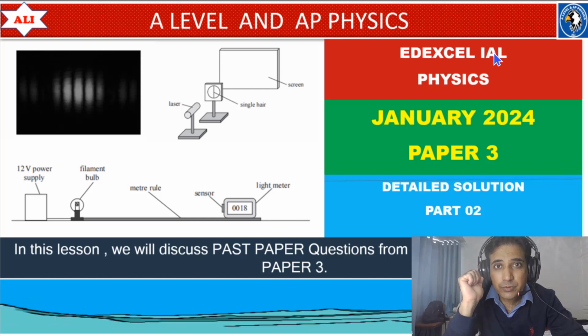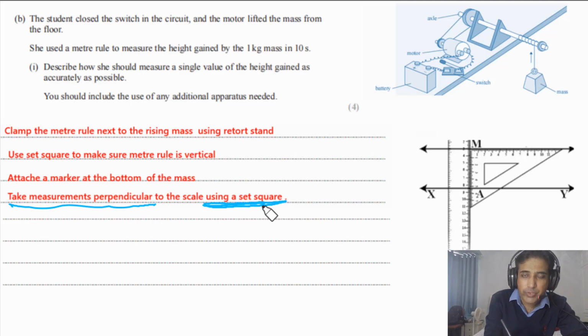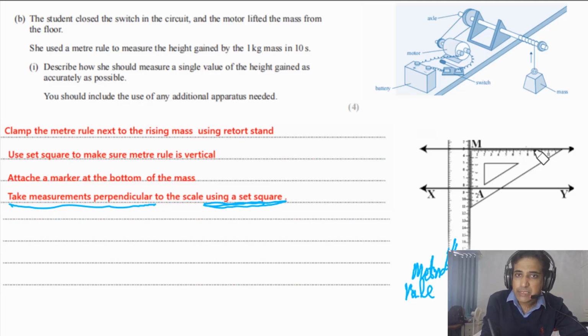Let's improve together. First of all, let me explain what is meant by this: take measurements perpendicular to the scale using a set square. You can see in this case, this is our meter rule, and this one is our set square. You can see the angle between them. This angle is 90 degrees.